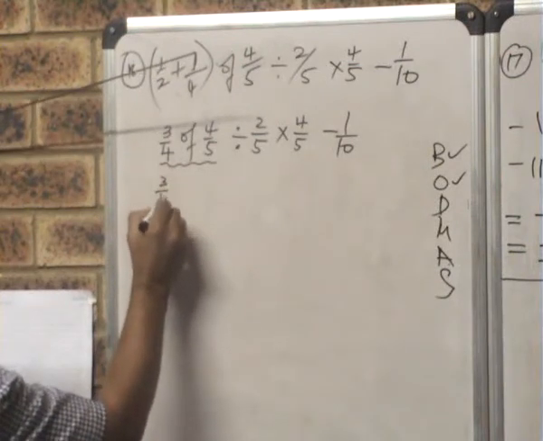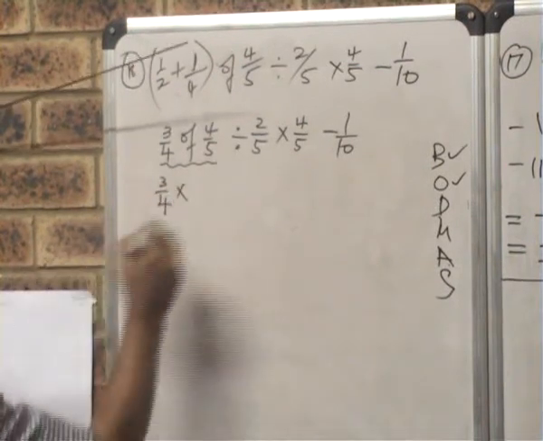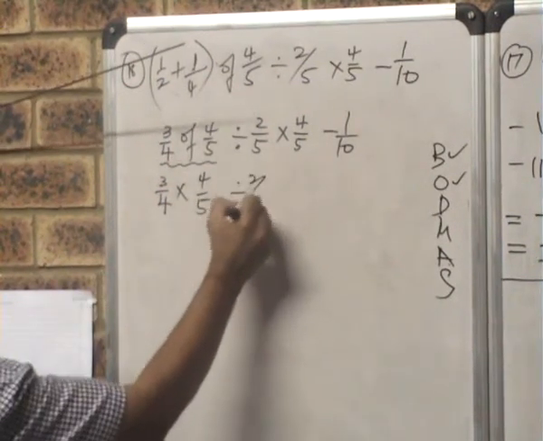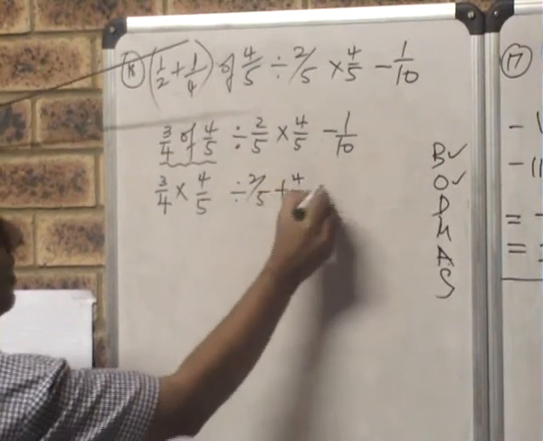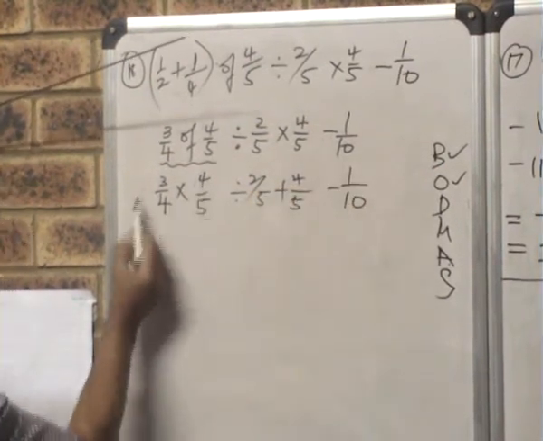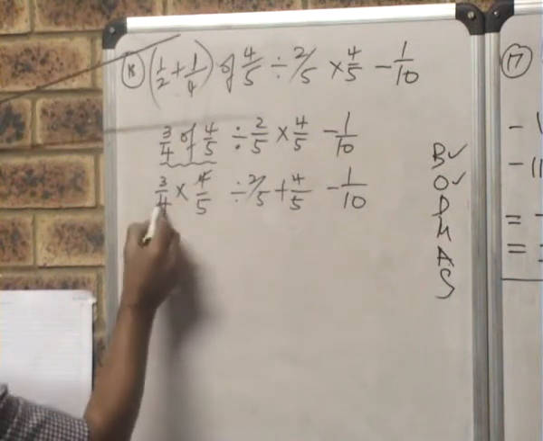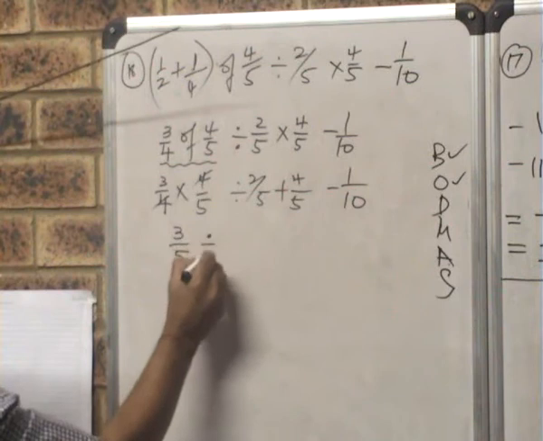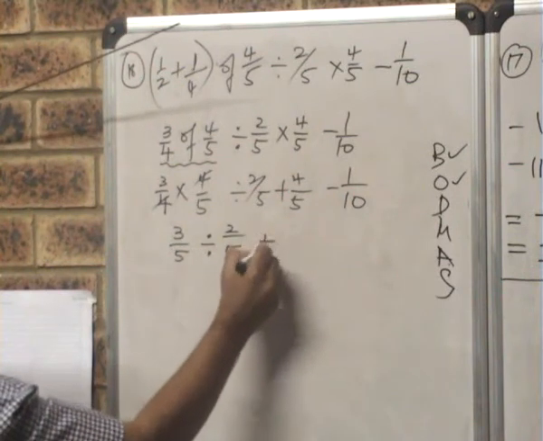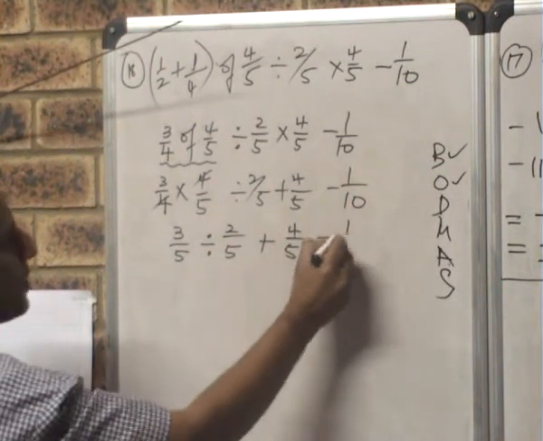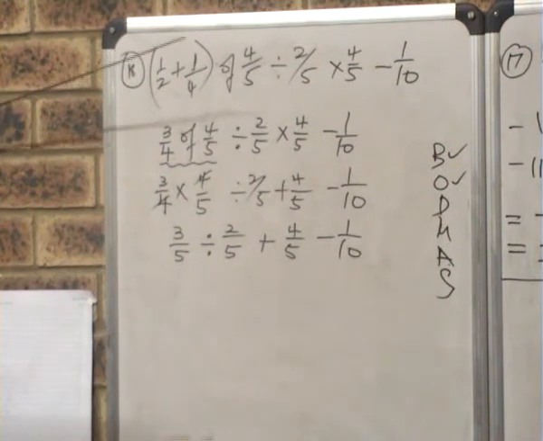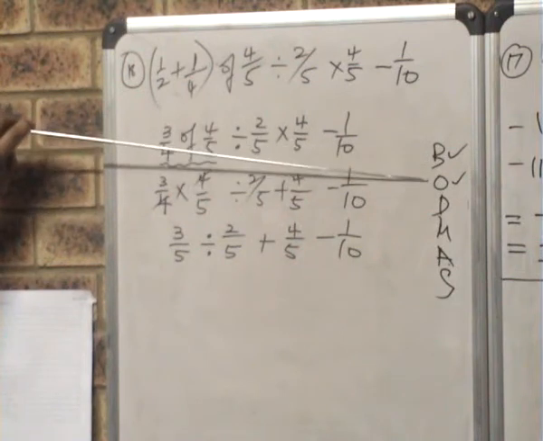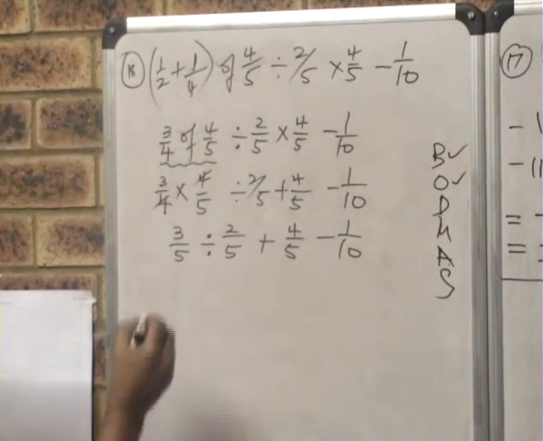That's 3 over 4. Off means multiply, and that's 4 over 5. Divided by 2 over 5 plus 4 over 5 minus 1 over 10. Now when you look here, that 4 cancels with that 4 and you're left with 3 over 5 divided by 2 over 5 plus 4 over 5 minus 1 over 10. Now look at BODMAS again. We finished with the brackets, we finished with the off, there is a division. So we have to do the division.